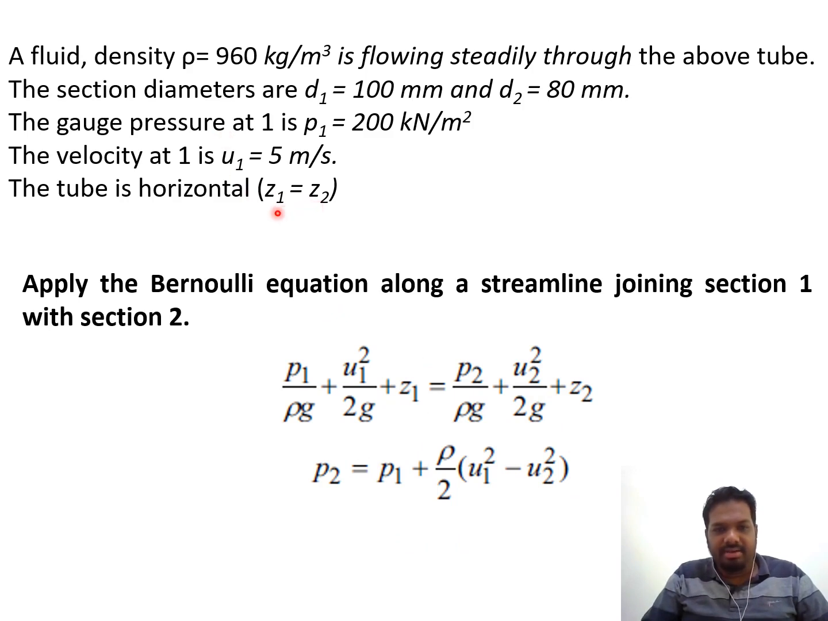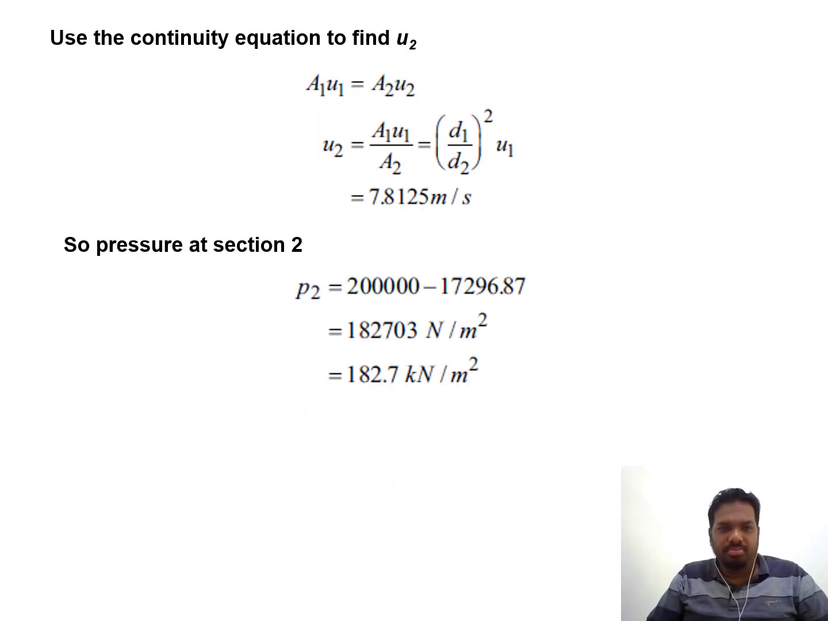Since z1 equals z2, you can cancel them out, and when you rearrange you will get this final form of the formula. From here you can see you can find pressure 2 from pressure 1 plus rho over 2 times speed 1 squared minus speed 2 squared. Based on that, you can find the value of P2. So when you solve, how can you use the continuity equation?